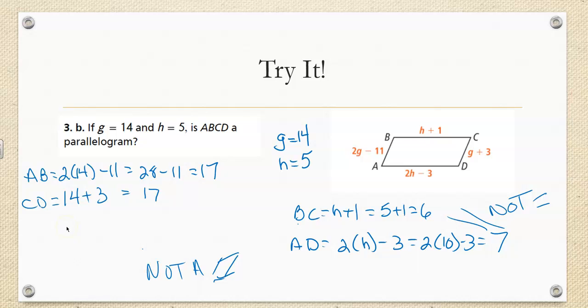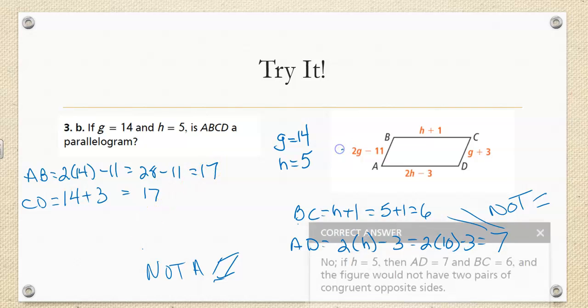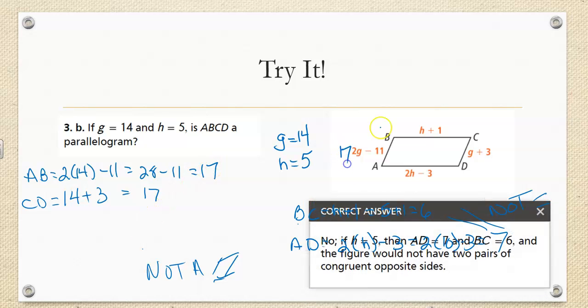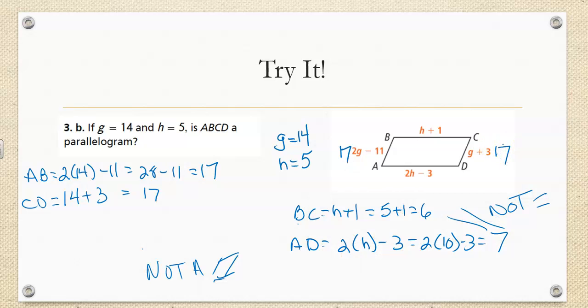I substituted 14 for G. I did it over here and I found that 17 equals 17. So this was 17 and this was 17. But when I substituted 5 in for BC, I got this to be 6 and this to be 7. So if these are not the same, then it's not a parallelogram.